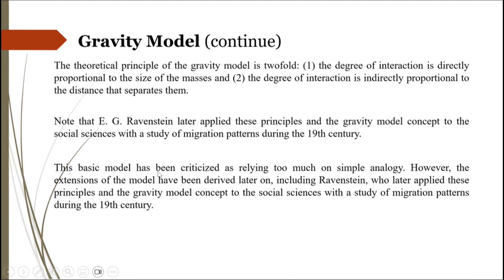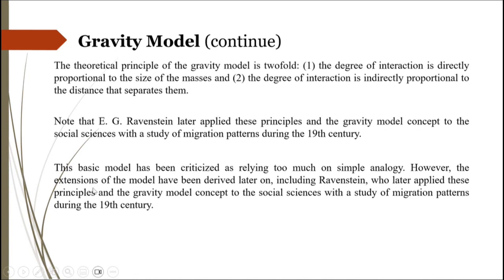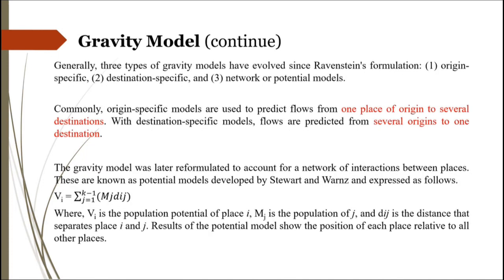Then the basic model has been criticized for relying too much on a simple analogy. You can see this model is very simple, based on only two variables, the masses and the distance. Right? However, extensions of the model were developed later on. That means they try to add more detail and add another factor, right? Including Ravenstein, like we mentioned, they apply other principles, other laws, other patterns or trends of migration based on the gravity model, right?